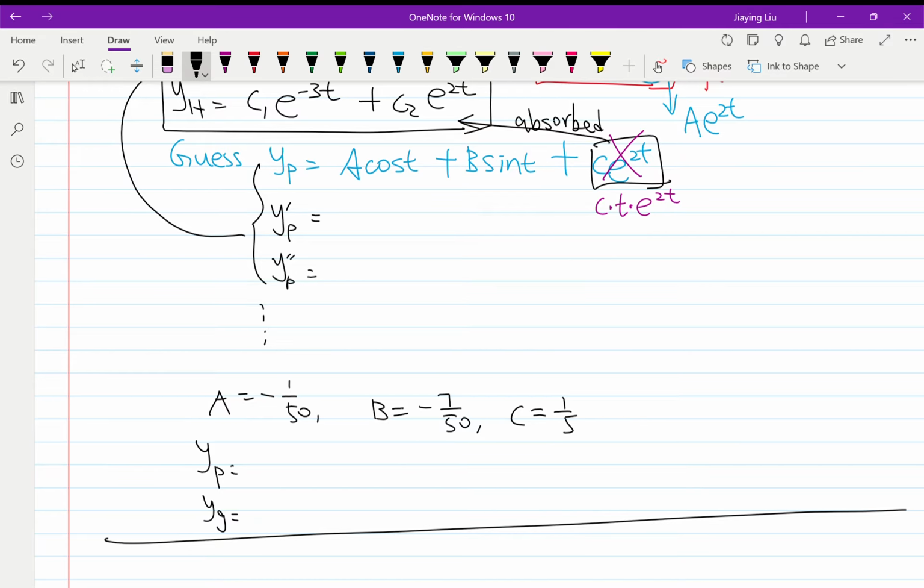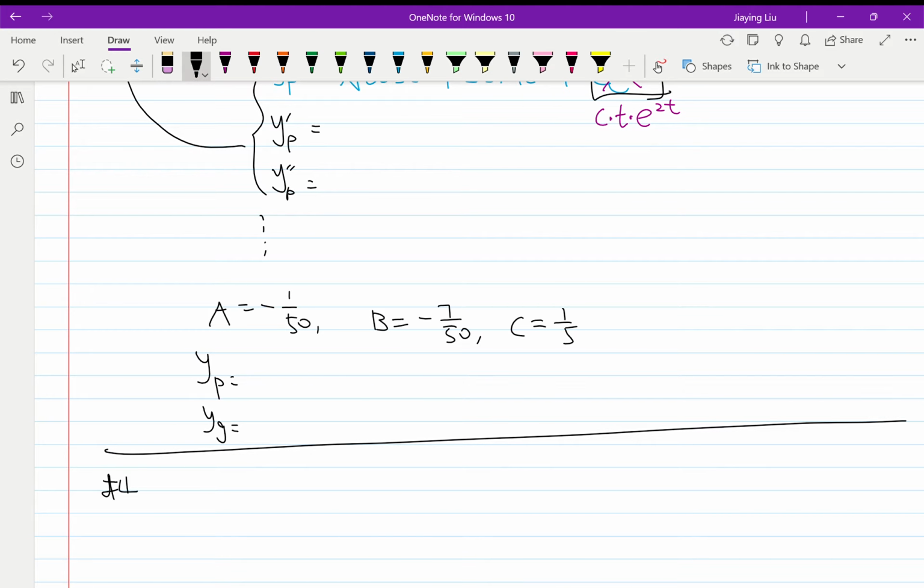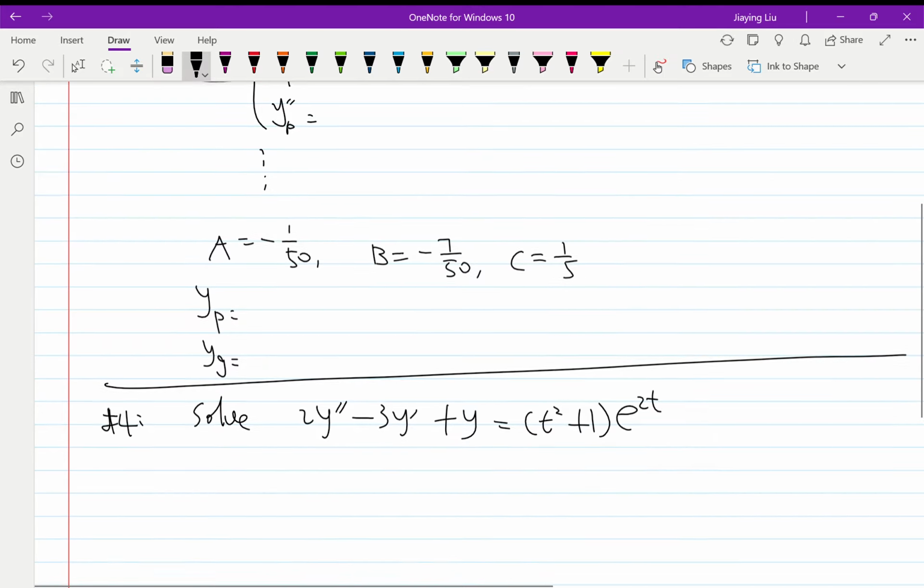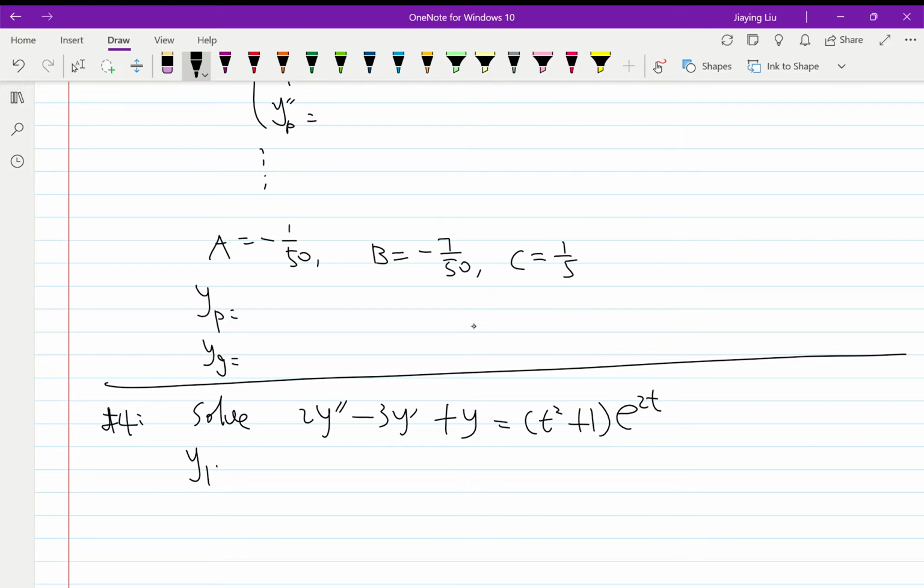Number 4 is similar. So number 4 in the homework, we're going to solve 2y double prime minus 3y prime plus y equals t squared plus 1 e to the 2t. So the first thing to find the homogeneous solution is going to be c1 e to the 1/2 t plus c2 e to the t. Again, you have to show the work.